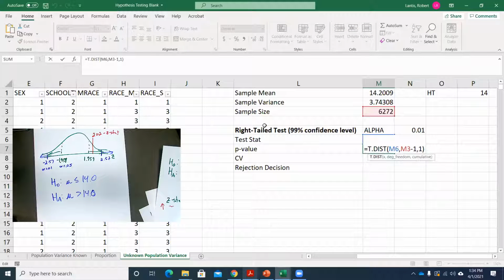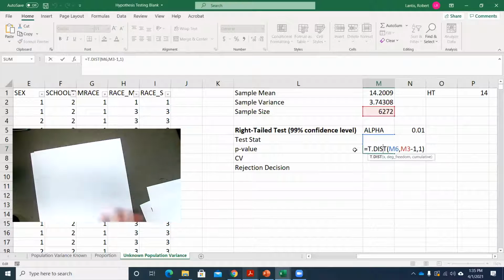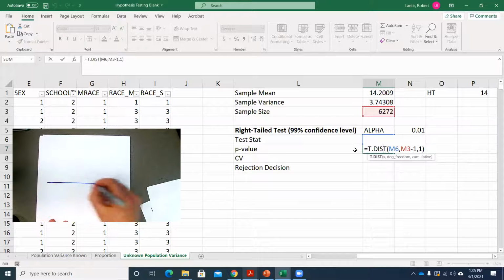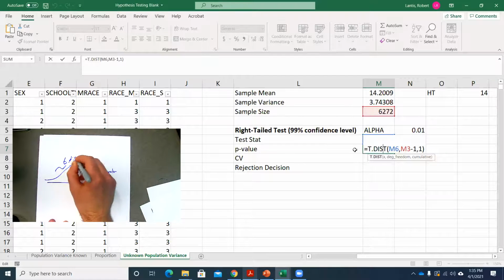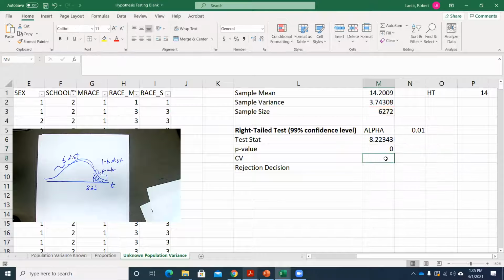Well, I don't want the area to the left. I've got a right-tailed test. So, to give us a visual as I'm working through this in Excel, we found 8.22, I think. Our p-value is the area to the right of that. The t.dist function will tell us the area to the left, so to get the area to the right, we need to subtract that from 1. So here, you go 1 minus, and this is approximately 0.